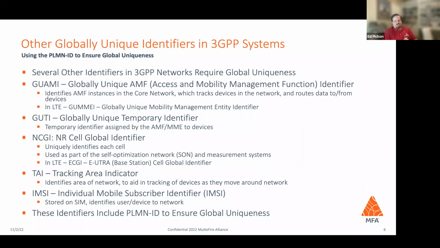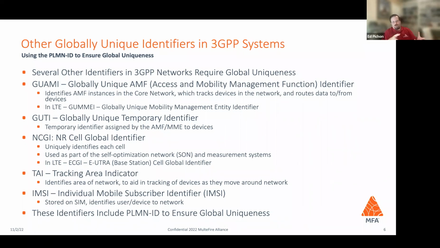And in 3GPP networks, in addition to identifying the network, that identifier, the PLMN ID, there are a bunch of other identifiers that are used to identify components of a 3GPP network that need to be globally unique. And the way that the 3GPP ensures that a network ID is unique is that they included the PLMN ID in that identifier. So if you look at some of these identifiers, looking at the first one, the GUAMI, the Globally Unique Access and Mobility Management Function identifier, this is the component of the 5G core network that handles mobility management. And it has this identifier, the globally unique AMF ID, and in part of that ID, it includes the PLMN ID. And that's how they ensure global uniqueness.